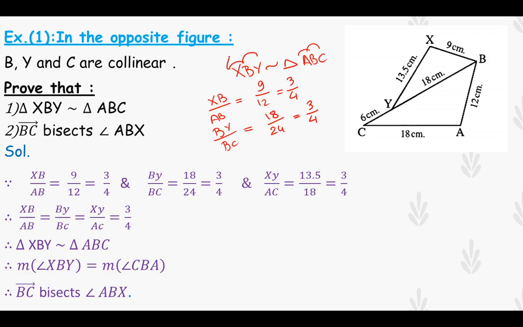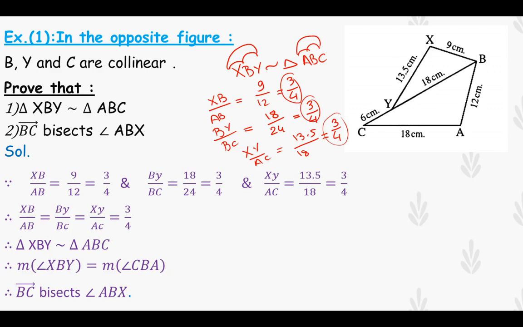And the last one, we will find the ratio XY over AC. XY, its length equals 13.5, over AC, its length equals 18. By using your calculator, in the simplest form, it will also be 3 over 4. Okay? So now all the corresponding sides are proportional. XB over AB equals BY over BC equals XY over AC, and all the sides are proportional with ratio 3 over 4.